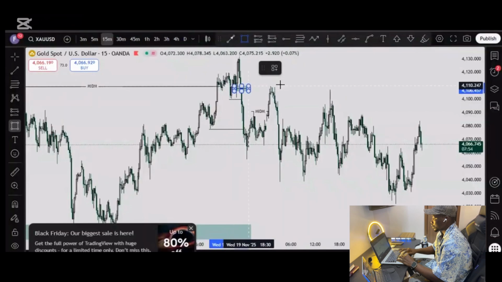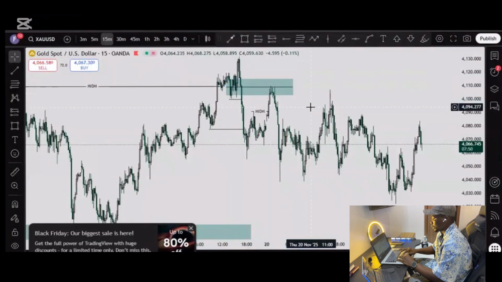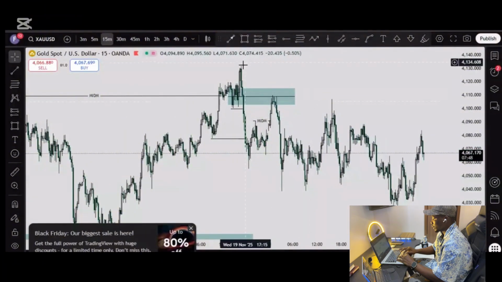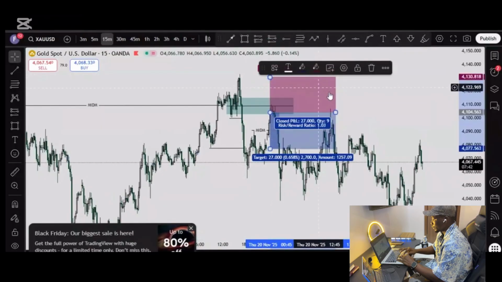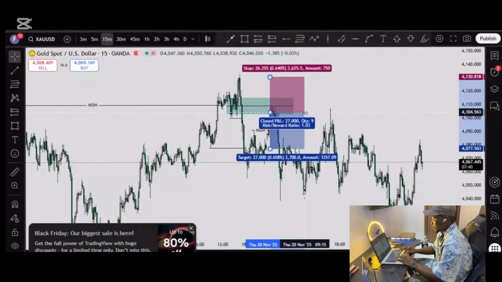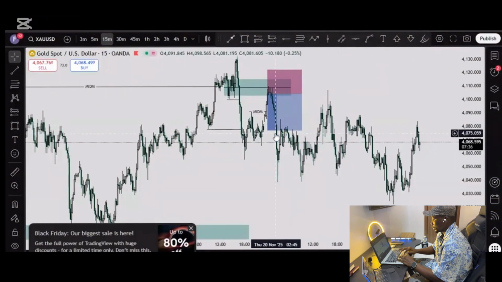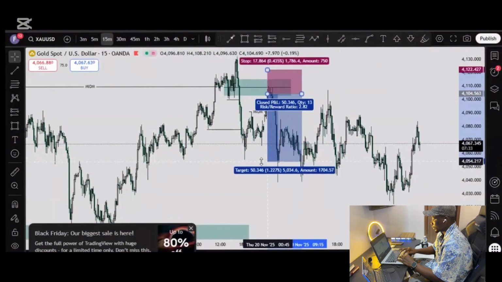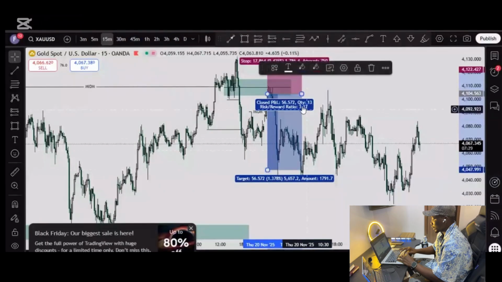So I just looked for a breakout block to enter the trade. This was the breakout block I used to enter the trade, and my stop loss was just at the top. I entered the trade from here. My stop loss was just right here, somewhere around here. And my take profit was just 3 hours. I was targeting 3 hours on stream.